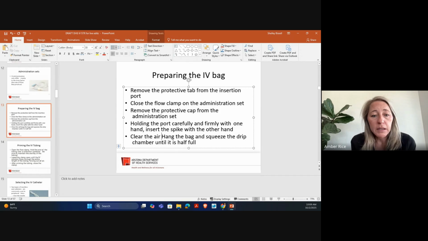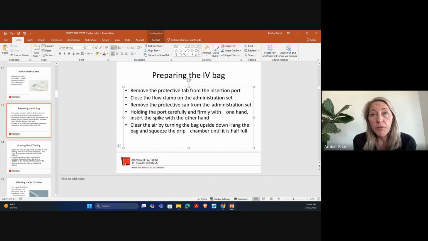So maybe clear the air by turning the bag upside down and squeezing the air from the bag into the drip chamber. Is that how you guys would say that?